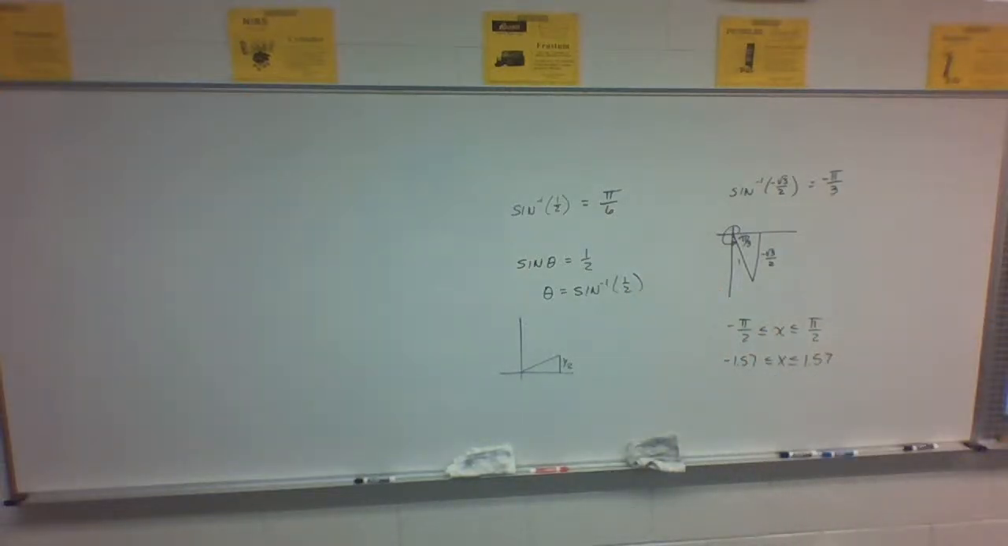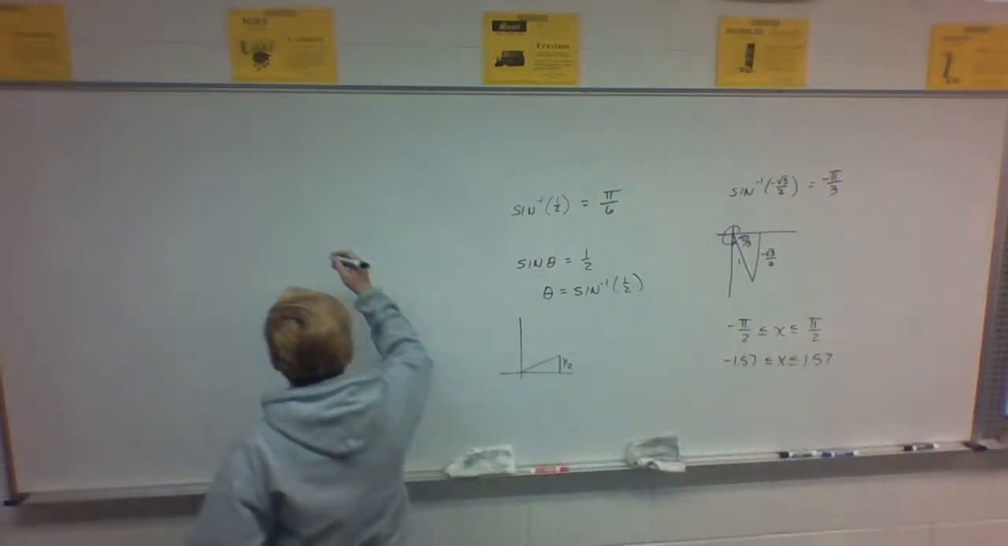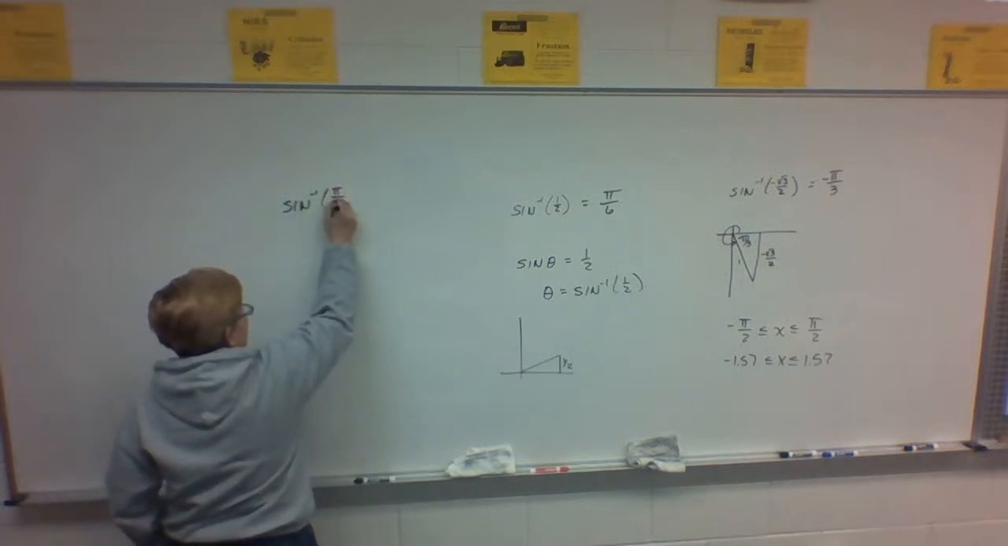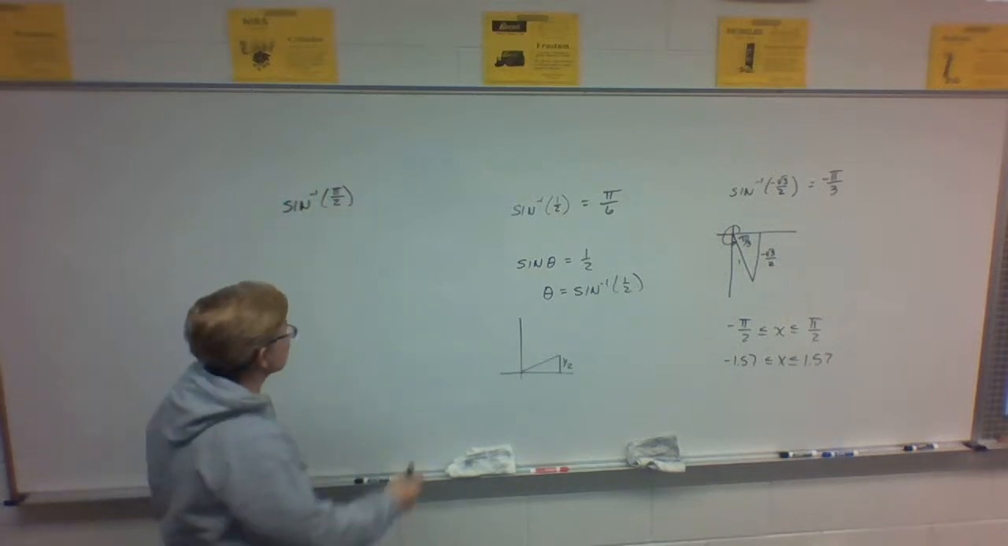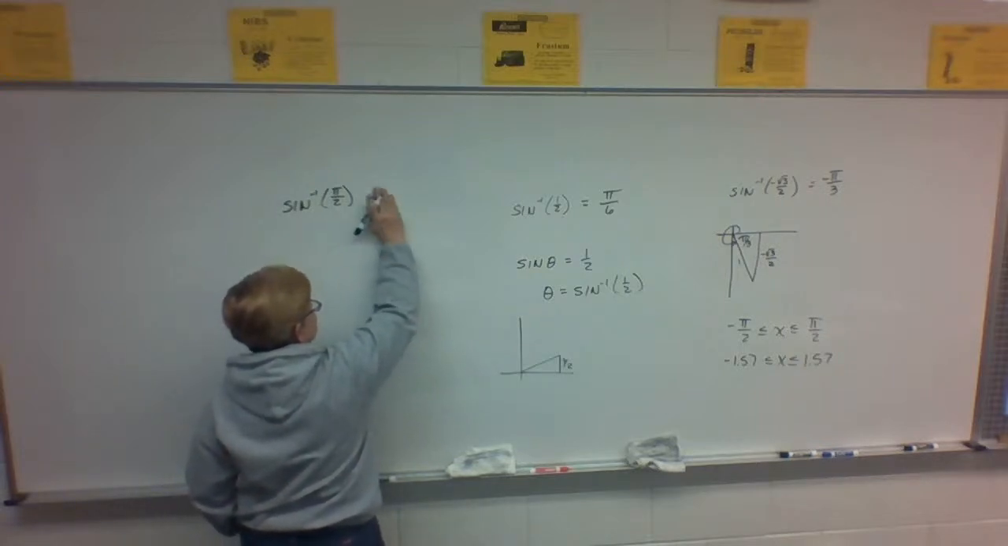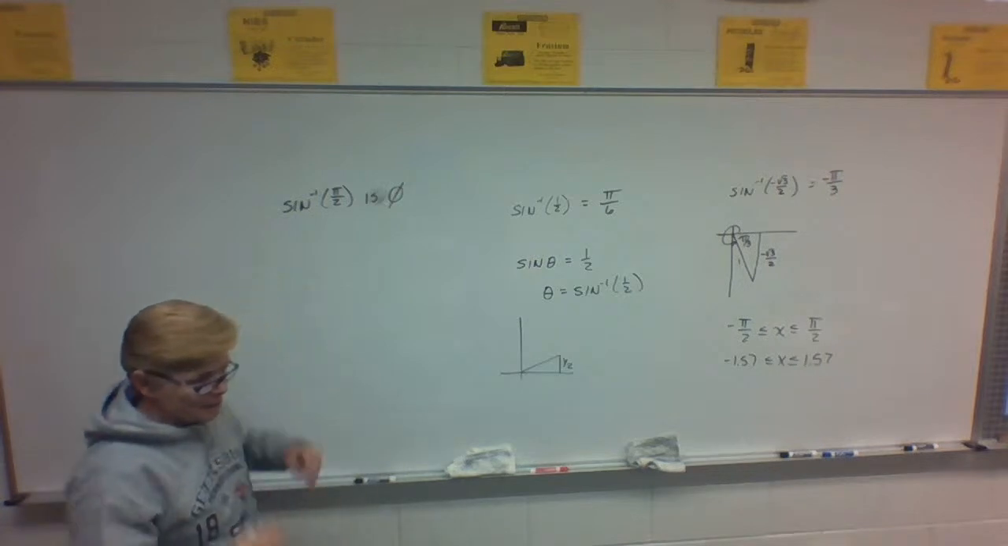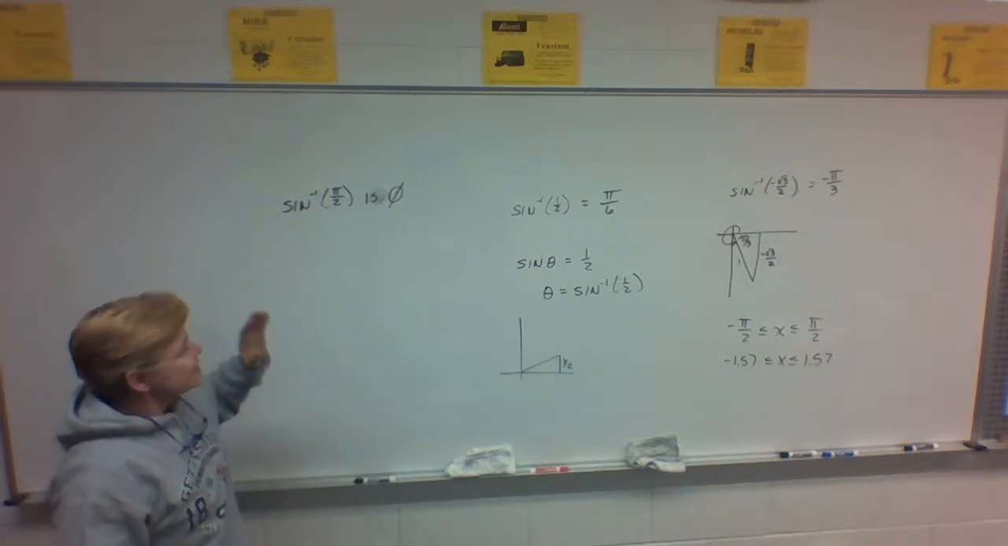I told you what to get used to. Okay, take a look at the next one. C says the inverse sine of pi halves means what angle do we know of whose sine is pi halves? And the answer is there isn't one. Because it's greater than 1.